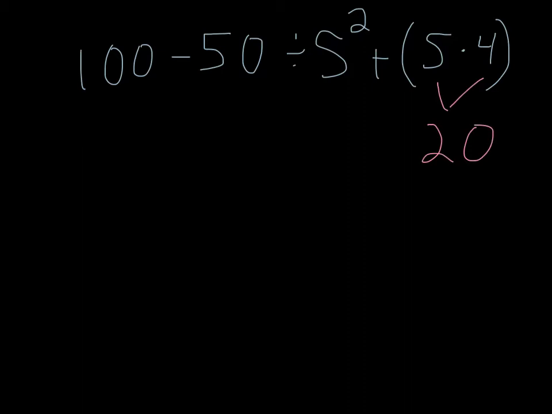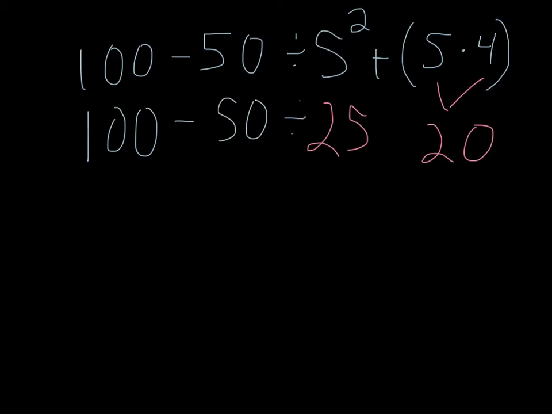The next step is for us to do the exponents, which we do have right here. So 5 squared, which means 5 times 5, is 25. Now at this point, I would recommend we rewrite what's left so that we don't get too confused. So we still have 100 minus 50 divided by now 25 plus now we have 20.